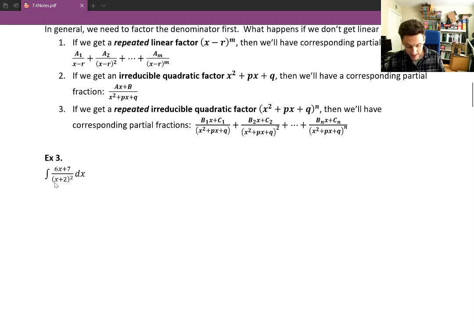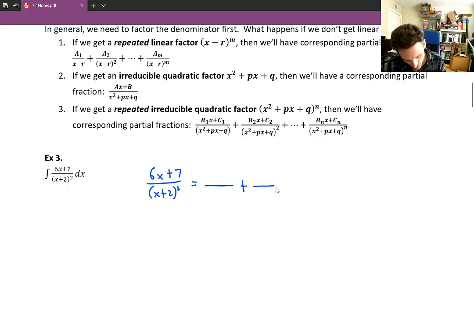Here what we're looking at is a linear factor. So x + 2 is a linear factor, so it's something in the form ax + b. But it's repeated, in other words, raised to an exponent of 2. So what we're going to do is first focus in on breaking that fraction out into the sum of littler fractions. So we've got (6x + 7) over (x + 2)^2. And the way that this is going to expand is like this.